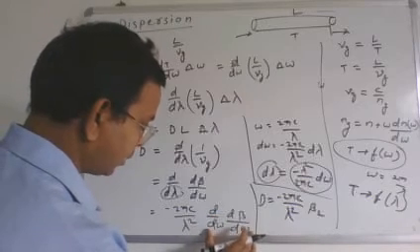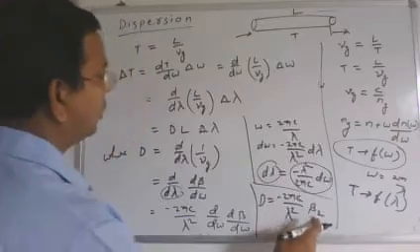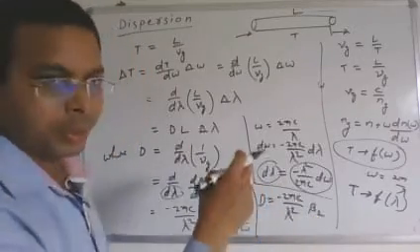It's a double derivative of beta, so D is equal to minus 2 pi c by lambda square times beta 2. So this is the derivation of the dispersion coefficient.